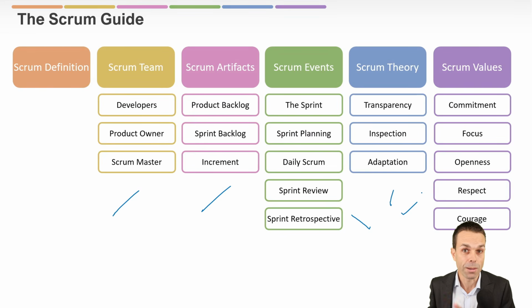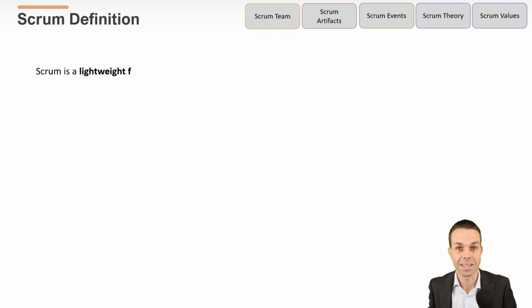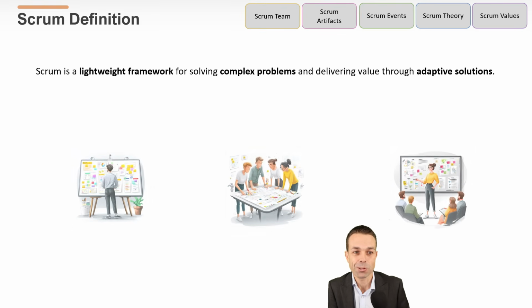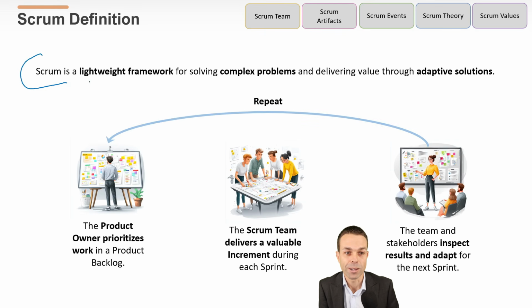And now let's go into it in much more detail as it's shown in the Scrum guide, so you know exactly how Ken Schwaber and Jeff Sutherland intended Scrum to be. And first of all, what is Scrum? The Scrum definition. Scrum is a lightweight framework. So it's not heavy, it's not bogged down in processes, but it's used for solving complex problems, delivering value through adaptive solutions. So already we have a few of these funny words, and it might not make sense if you're just coming into this for the first time.